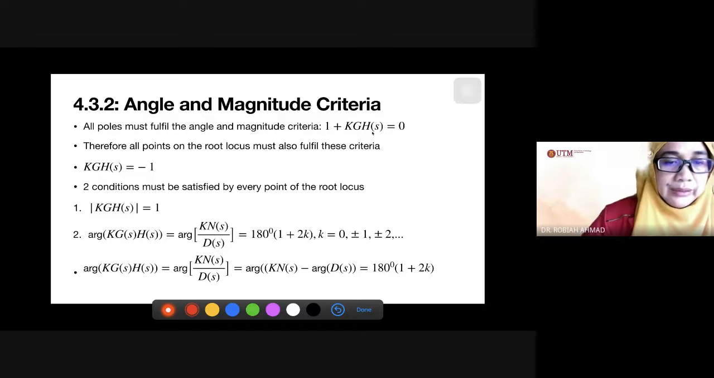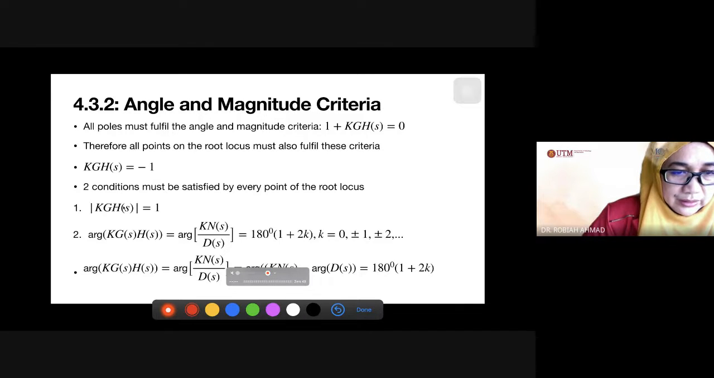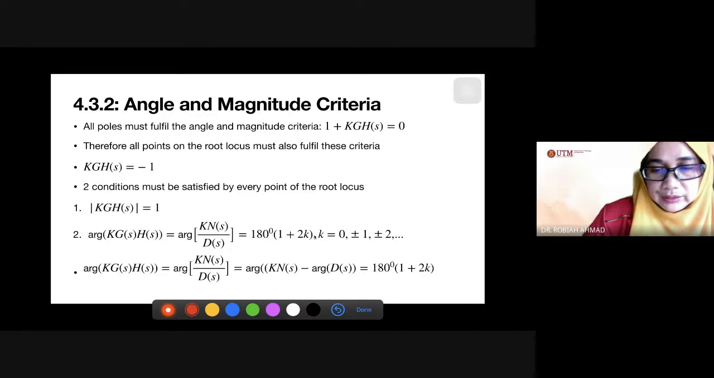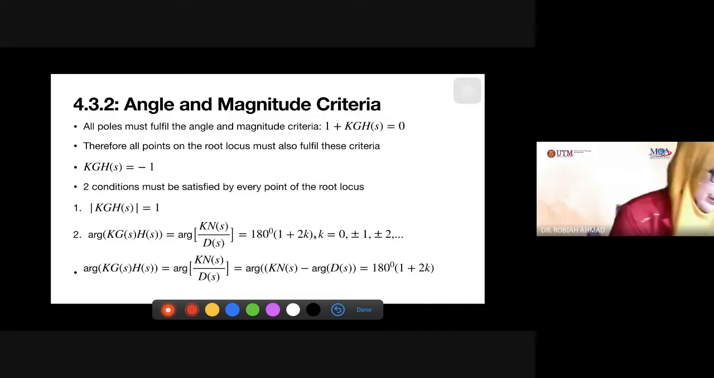1. Jadi bila kita buat root locus, two condition must be satisfied by every point of the root locus. The first one, the magnitude of KGHS must equal to 1. Okay, and the angle, angle is given by this one, this argument of the numerator minus the argument of the denominator. Kita akan lihat contoh selepas ni.